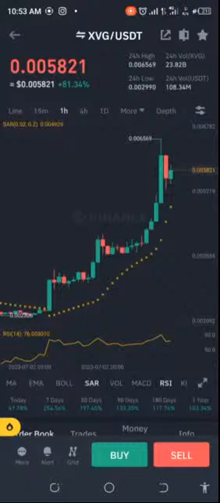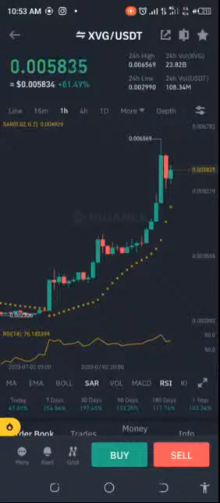Some trades could take like 30 minutes. Some could take like 9 days or even 10 days. Yeah. Some could take hours, like 5 hours, 6 hours. So you cannot really tell how long it's going to take.